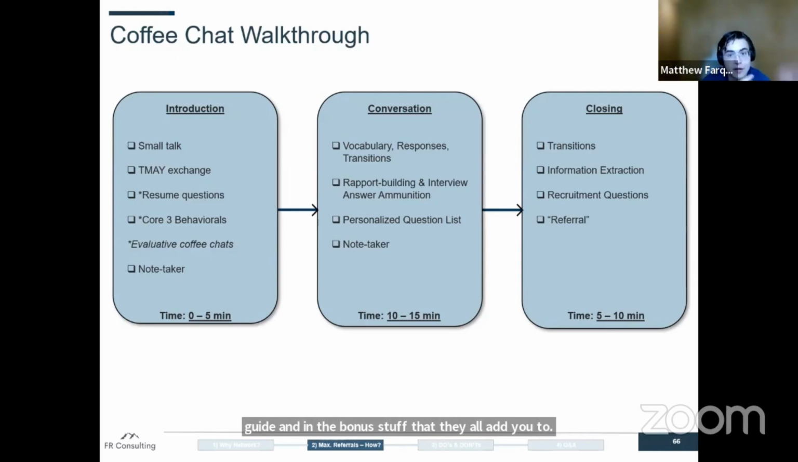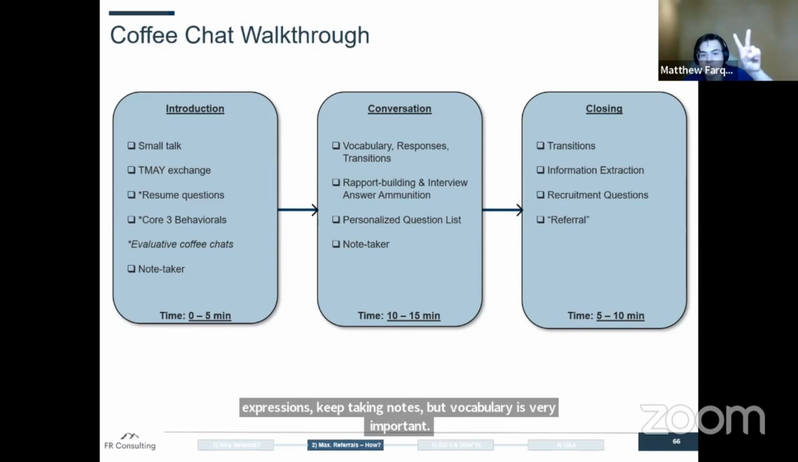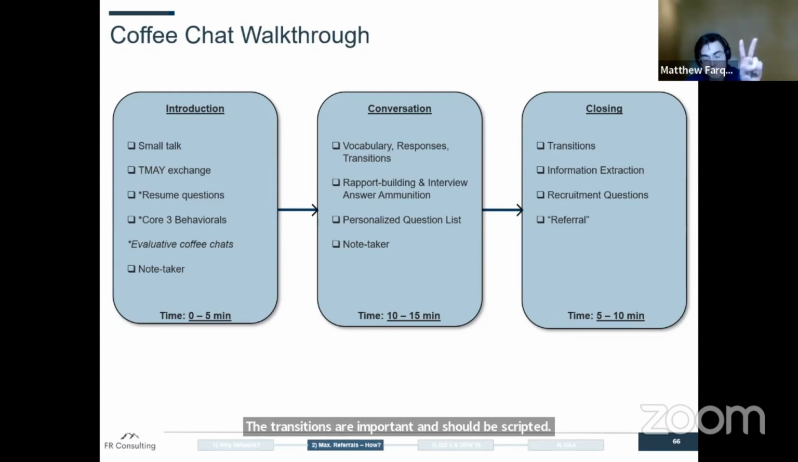Essentially, if you are being evaluated, you will be asked resume questions in your core 3, but you should be taking notes at the time that they start their teammate, because that serves as material to augment your personalized question list. Now, the conversation happens essentially as soon as they end their teammate and you ask that first question. The stuff to remember here is your personalized questions, keep taking notes, but vocabulary is very important. The transitions are important and should be scripted. And then how you respond. Vocabulary and how you respond are the two main things that students often mess up on.